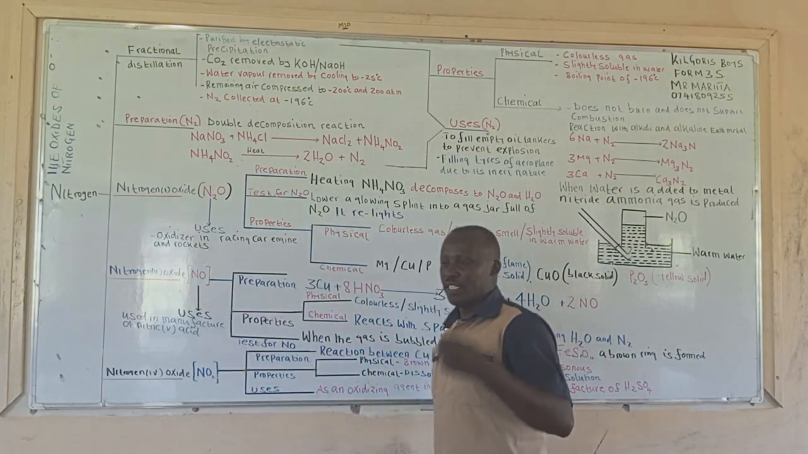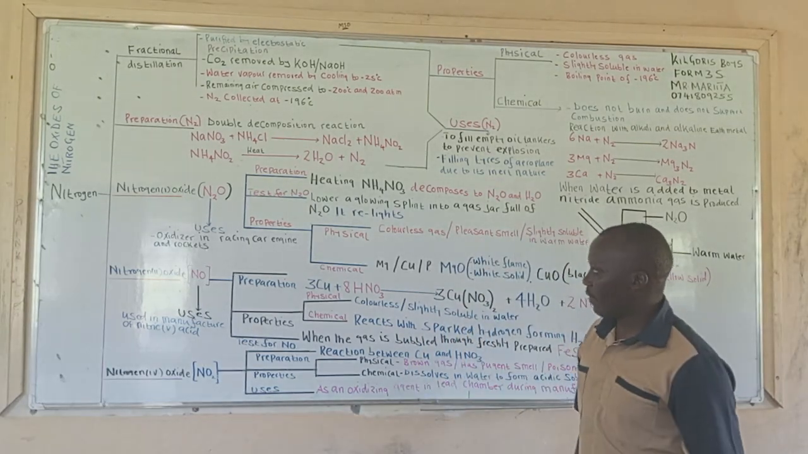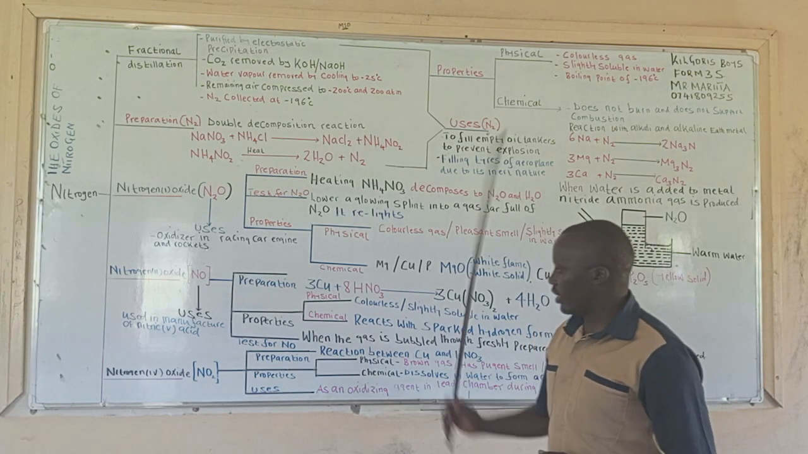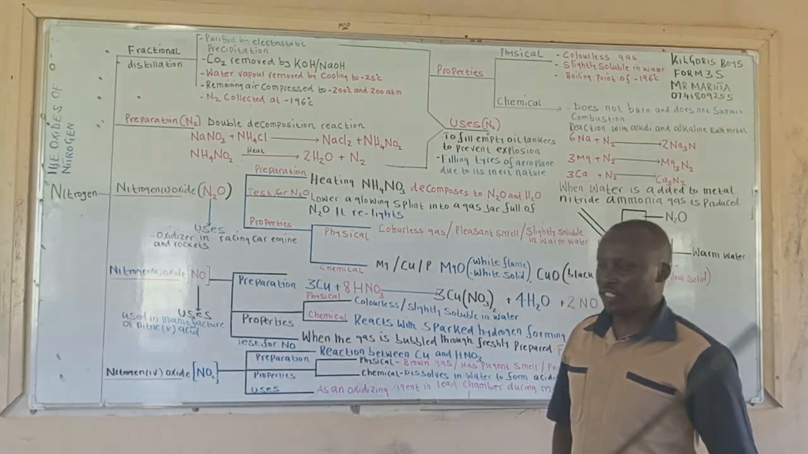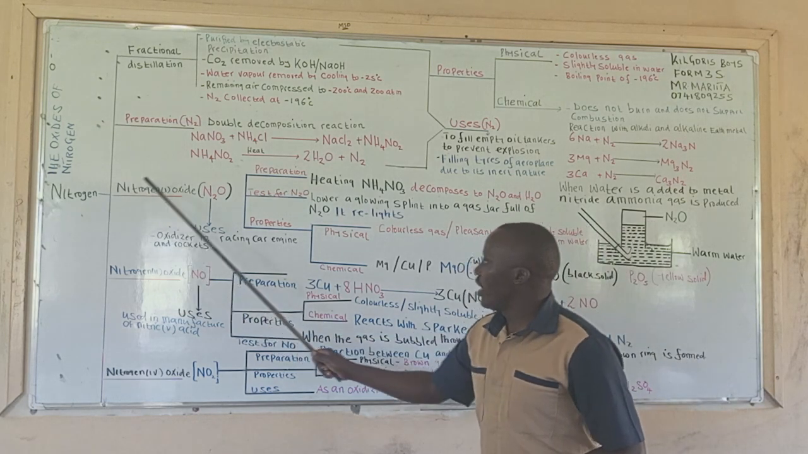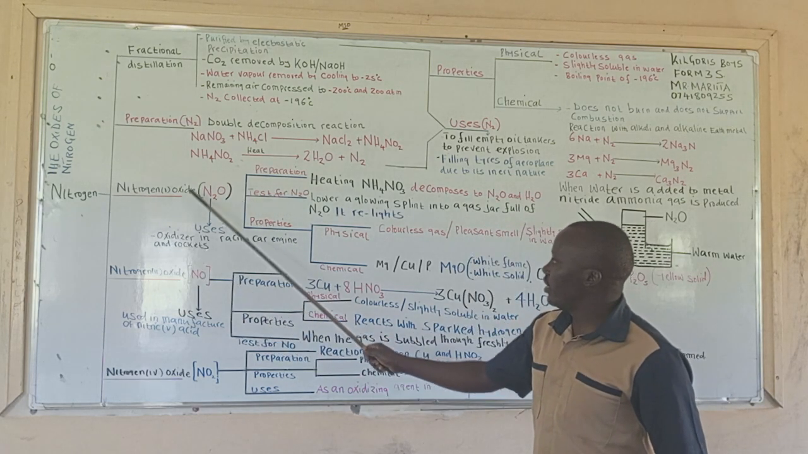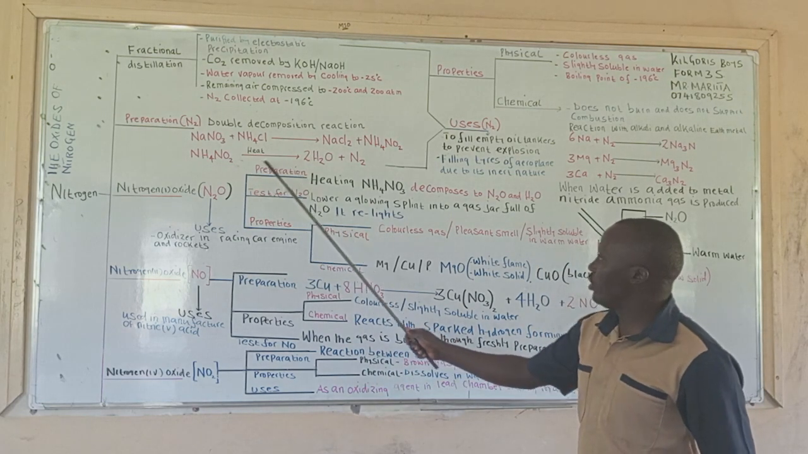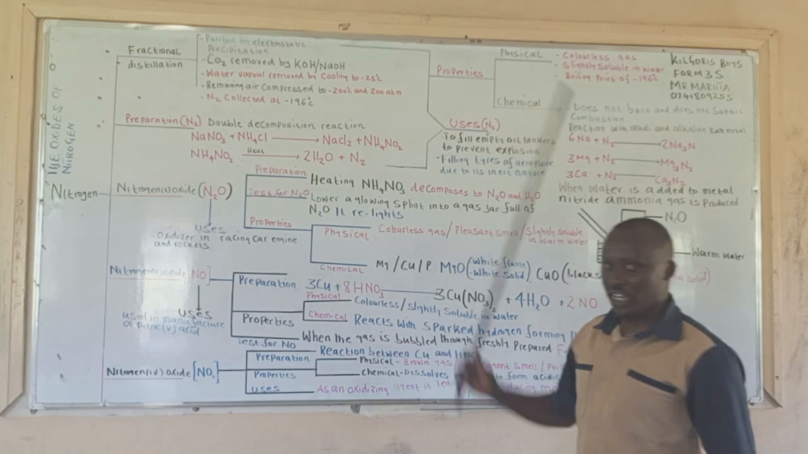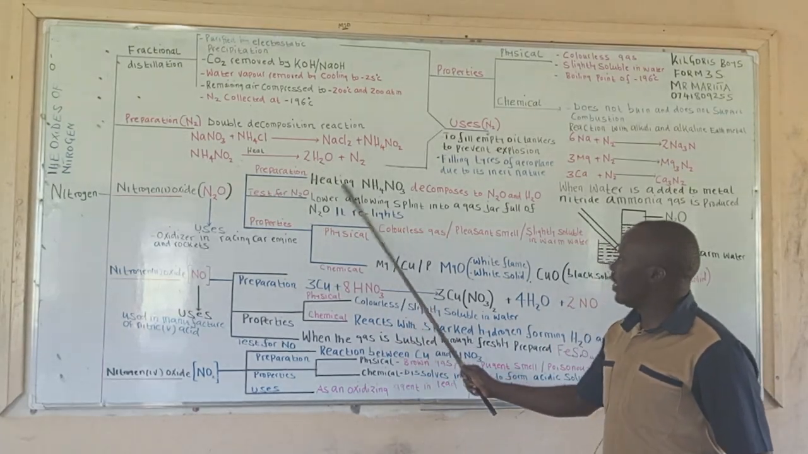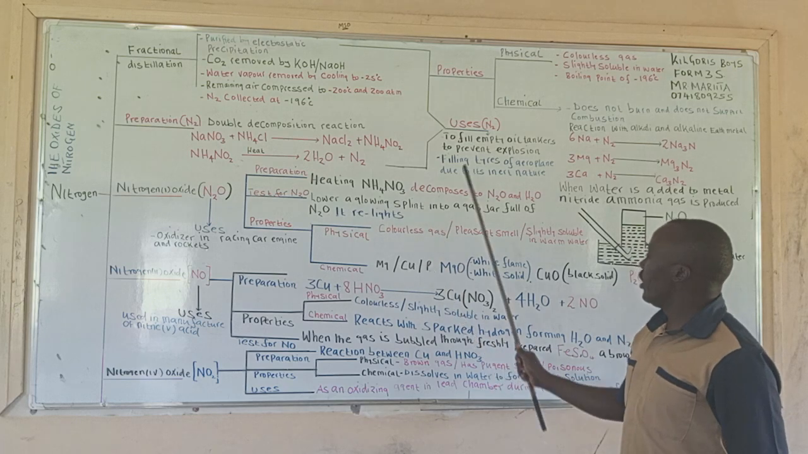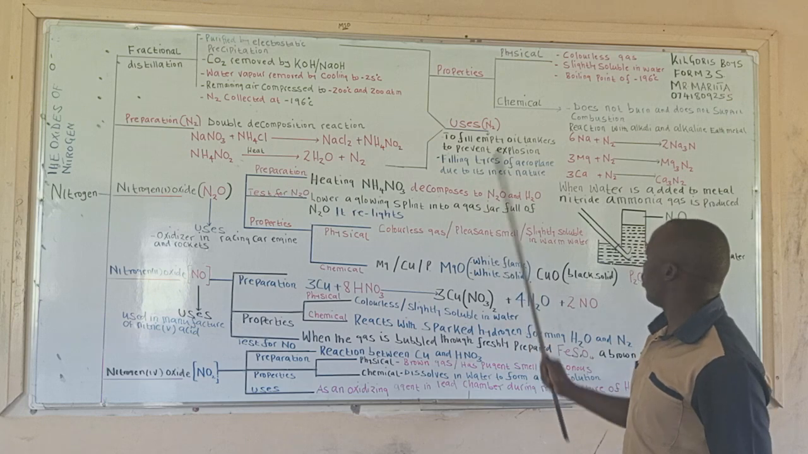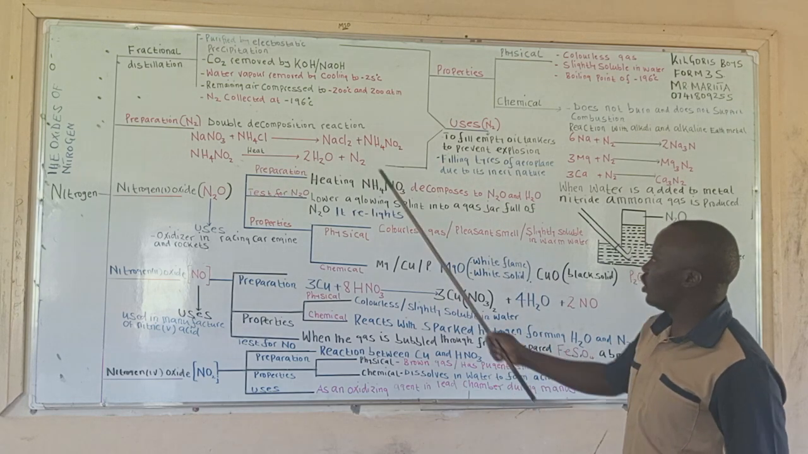Now, normally we have three oxides of nitrogen. We have nitrogen 1 oxide, nitrogen 2 oxide, and then nitrogen 4 oxide. The first oxide we have is nitrogen 1 oxide. Now we can look at how it is prepared. It is prepared by heating ammonium nitrate, which decomposes in the presence of heat to nitrogen 1 oxide and water.